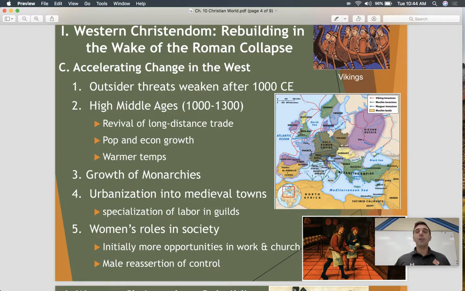And what you're going to see here is the revival of trade. So you're going to see more long-distance trade as a result of this. A lot more involvement in the Mediterranean again. Population and economic growth, because more trade means more economic growth. They're going to farm better, which means you have more food, so you can have more babies. And then it's going to warm up. I mean, just realistically, it's going to be warmer, so it's easier to grow crops.